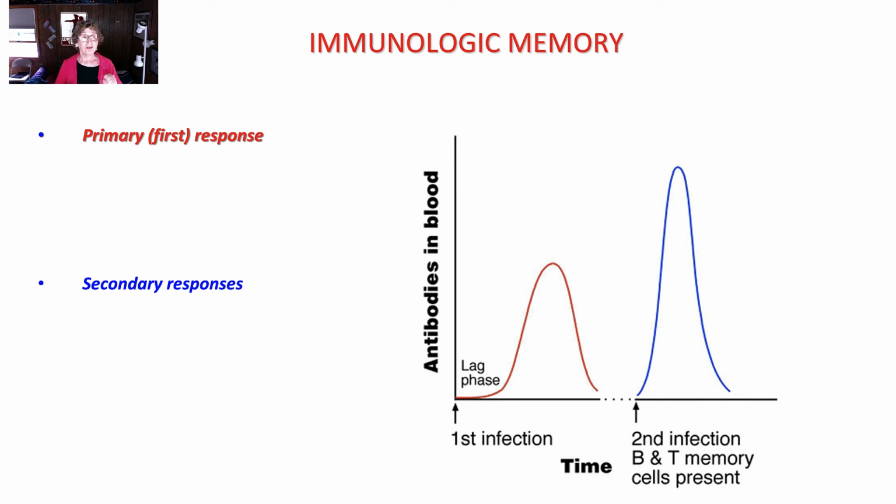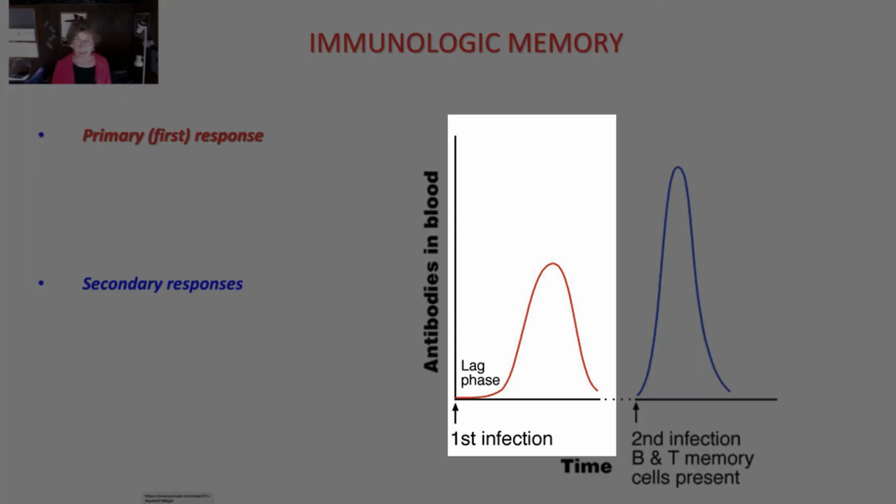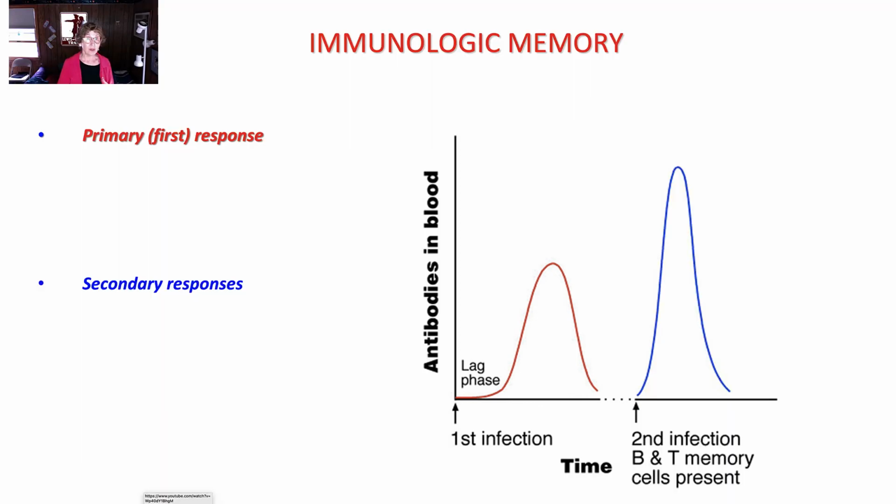We have what's called the primary or first response to a pathogen, and then we have the secondary immune response. So the primary immune response is this red line. It happens the first time you're exposed to the pathogen. The body hasn't seen it before. The adaptive immune response takes some time to kick in.